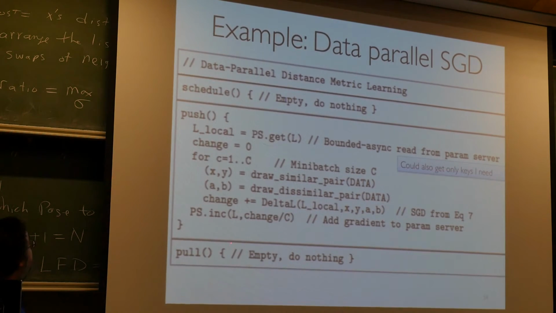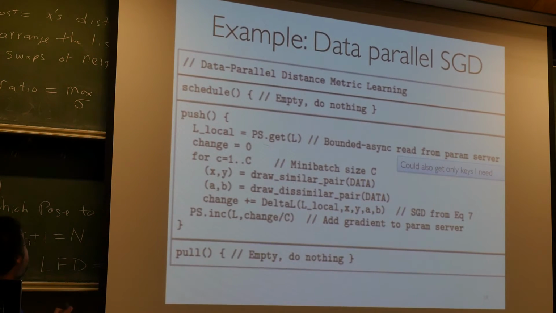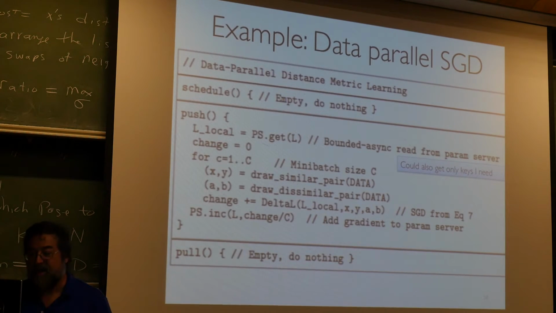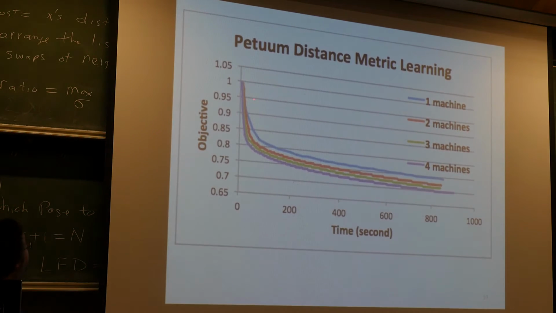To aggregate these things, we don't have to do anything. So we're using the default of not doing any aggregation. And to schedule things, again, we don't do anything. So we'll just let everybody access all the parameters. And in the paper, there are some results to show that this works. This blue line is 1 machine. This purple line is 4 machines. So there's definitely a speed up. If you look at how much time it takes to get the same objective function, there's a speed up of maybe 3 or 4.